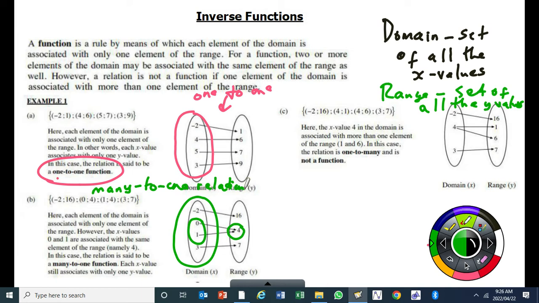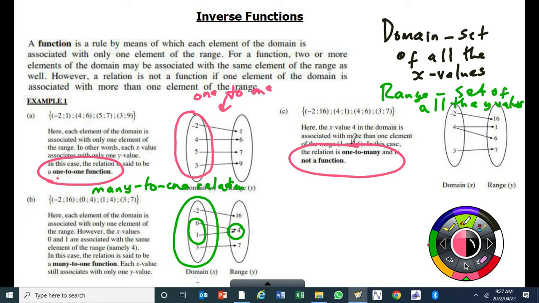So, for all our functions, we only have two types: one-to-one functions and many-to-one functions. There is no function which is one-to-many. Any relationship which is one-to-many is not a function. So you can't have one input and then you get more than one output and you call that a function. That's not a function. So we have got a one-to-many relation. It's not a function.